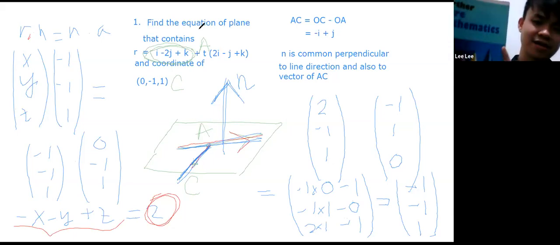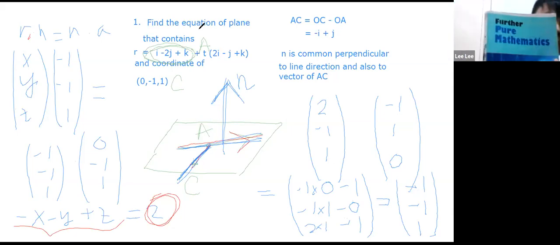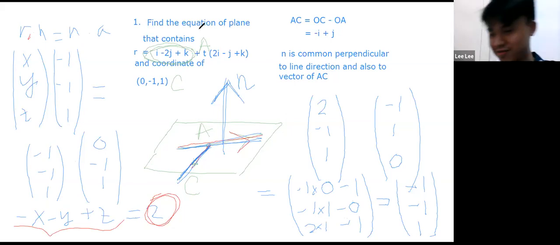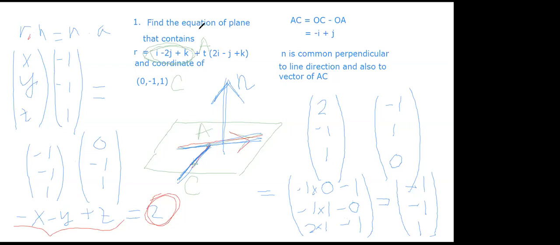You guys are learning further pure maths, eh? It's no longer in pure maths. Very impressive with no questions. No question? Oh, okay. Continue again.